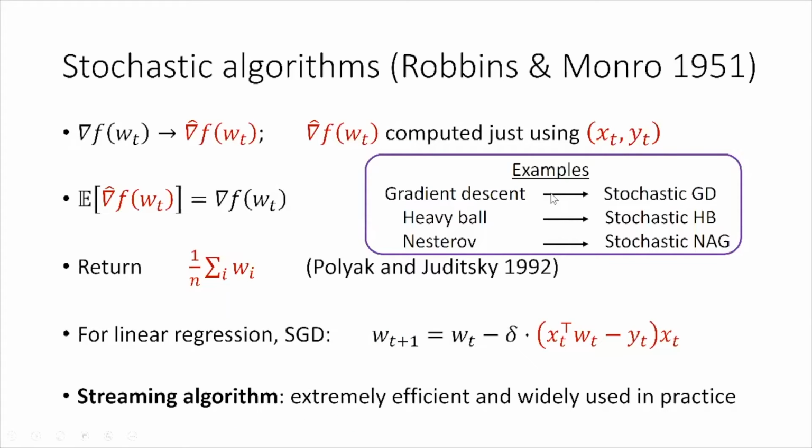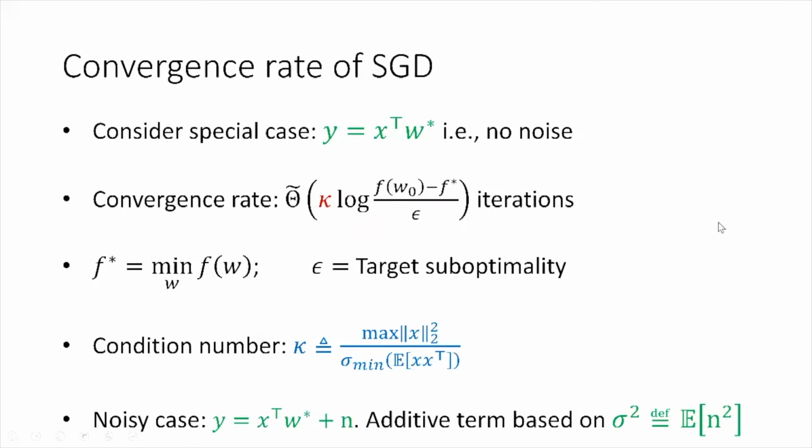what can we say first about the convergence rate of stochastic gradient descent, and also about the stochastic momentum methods, right? So let's first look at the convergence rate of stochastic gradient descent, and in particular, let's also consider the special case where there is no noise, meaning that there exists a true W star, so that Y is exactly equal to X transpose W star. Okay.